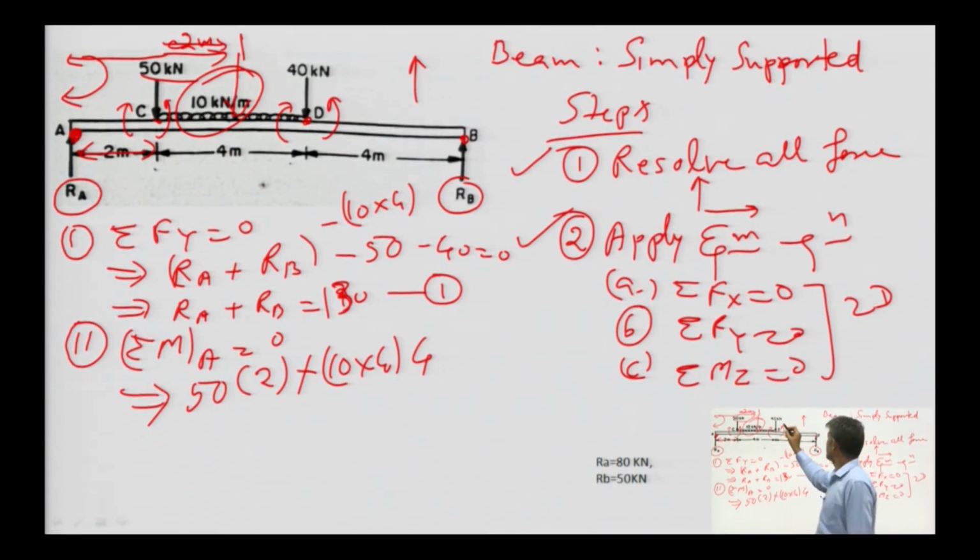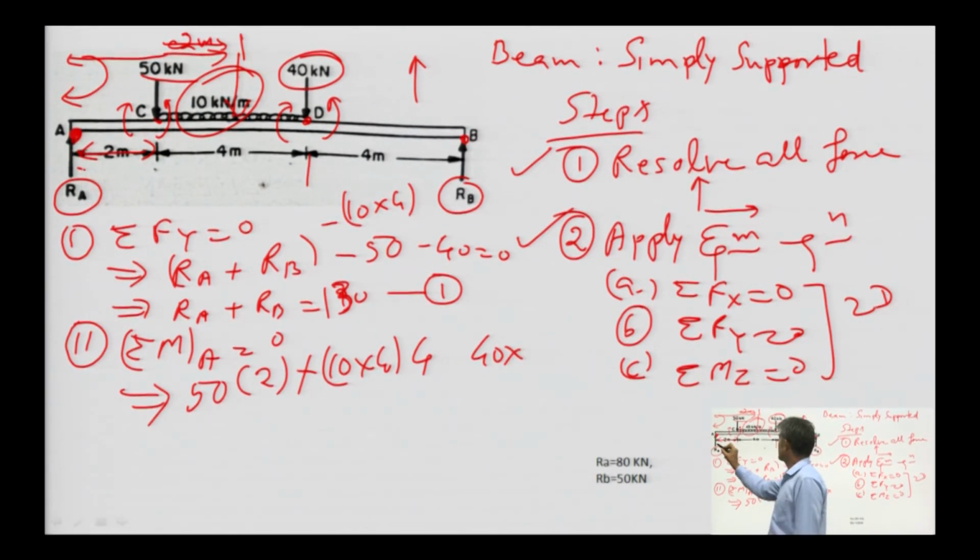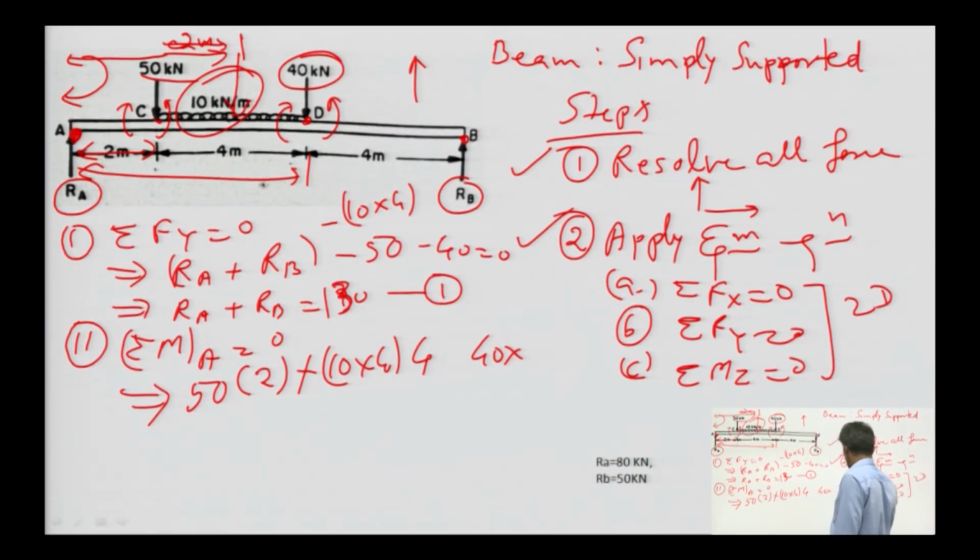Come to next force, 40. What will be the moment? Moment is 40 and perpendicular distance will be this one. So, this is 4 plus 2 means 6, 40 into 6. This is the value of the moment. And direction is again clockwise, so this is plus.